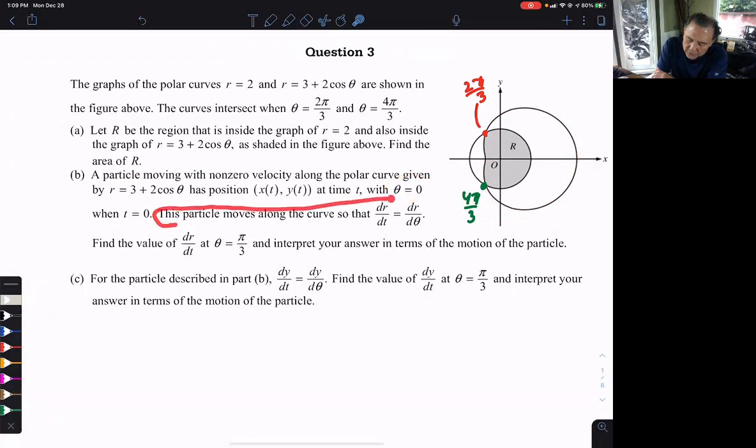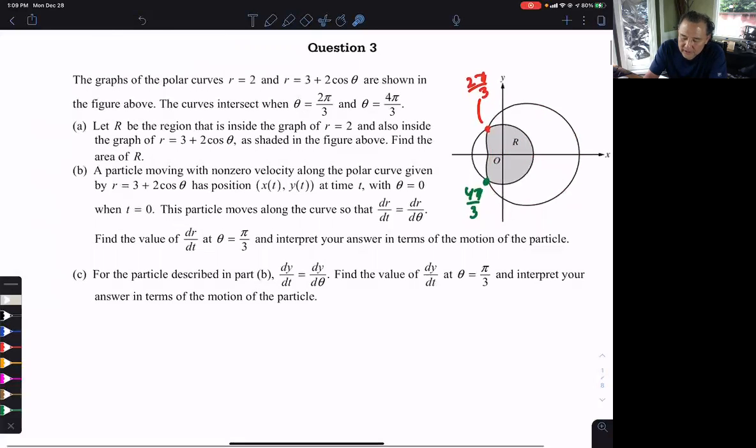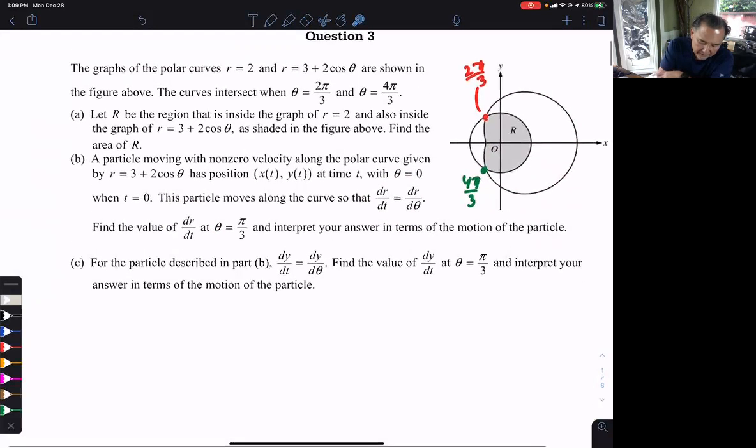This particle moves along the curve, so dr dt equals dr d theta. So how do you interpret this? That's going to require some chain rule for us, but basically theta is time. So instead of thinking, okay, theta 0, theta 1, theta 2, time is moving. So basically, as time goes on, it's moving around the curve, and each angle represents the time that occurs. So that's all the statement is saying, but we're going to have to deal with that with chain rule, I believe. They want to find dr dt.